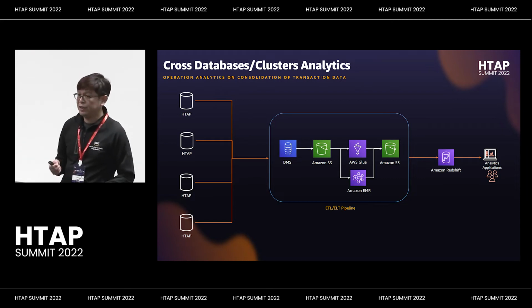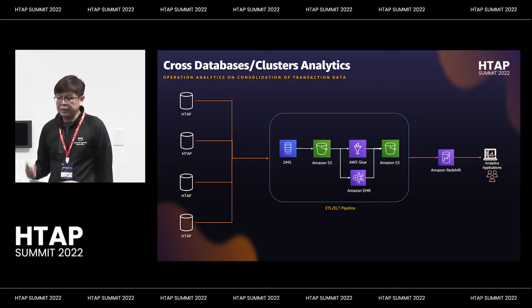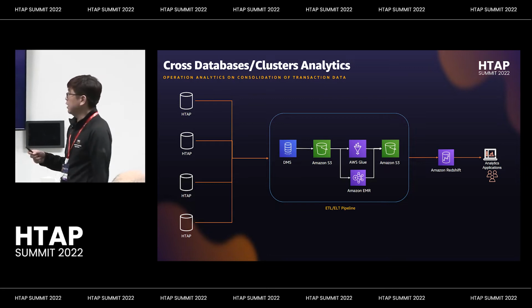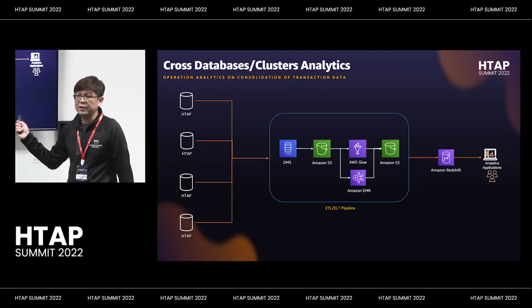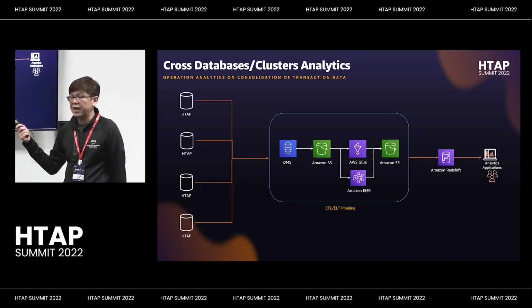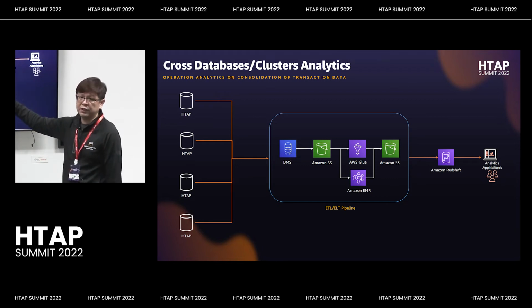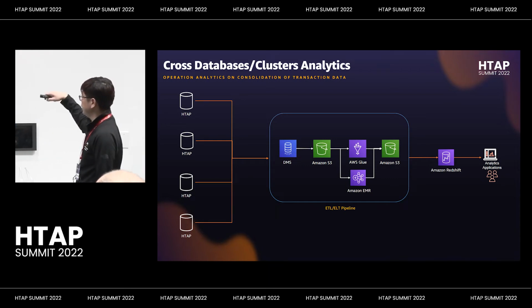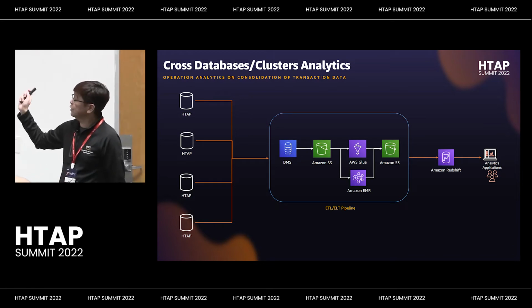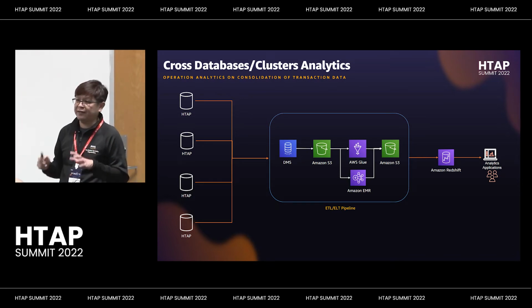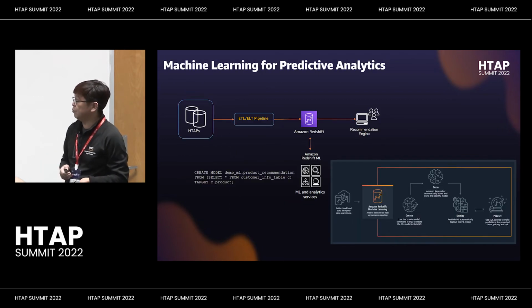It might look complicated, but the fact is, when you talk about consolidation of the data, you still need to build some sort of ETL or ELT pipeline to load the data from those HTAP sources into Redshift. Then your analytic application can point to Redshift to run analytics on the data across clusters and databases.